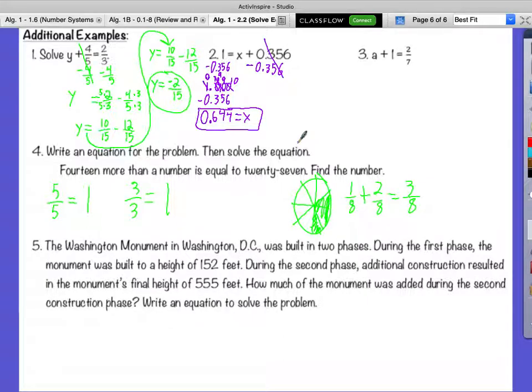That makes way more sense. Okay, so anyway, let's go on to number 3 real quick.